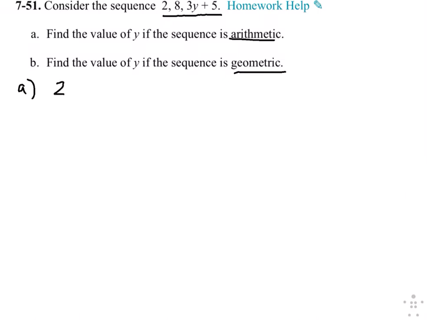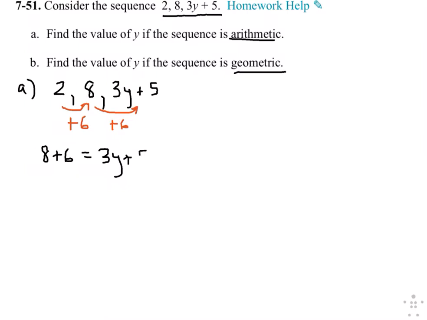So if I have this sequence, 2, 8, and then the next term is 3y plus 5, and it's arithmetic, that means I'm adding to get between each. So that means we're adding 6. So I'd have to add 6 to get here. So what that tells me now is that 8 plus 6 is going to equal that next term, 3y plus 5. And if we work down and solve for y, we'll get it.